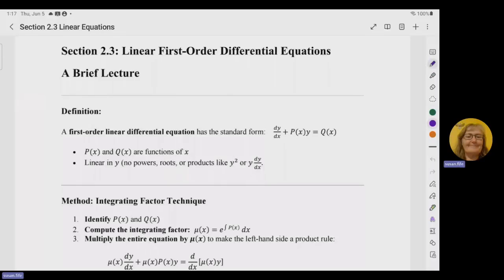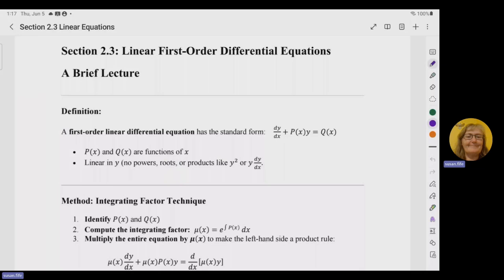Section 2.3 is linear first order differential equations. So we're going to look at the definition of a linear equation. We'll look at a method to solve first order linear differential equations. We'll look at a couple of examples, and then we'll look at a few examples just for classifying to see which ones are linear, which ones are not.